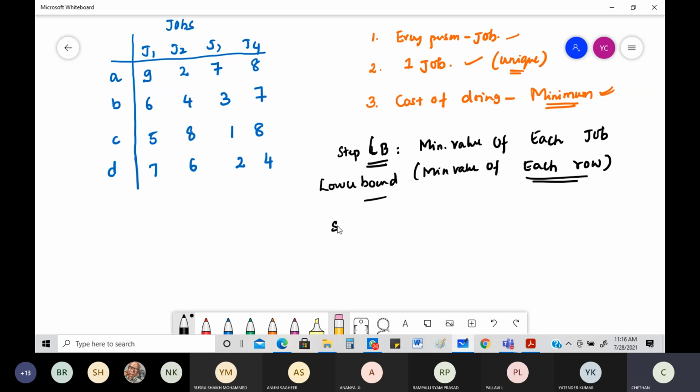What's my step 2? Step 2 is, from that lower bound, you are going to assign jobs. In that, whichever has the lowest job, from there you keep on continuing assigning jobs. You will not understand these steps until we start doing the problem. So let me start doing the problem, then you will come back to the steps and understand what I'm talking about.